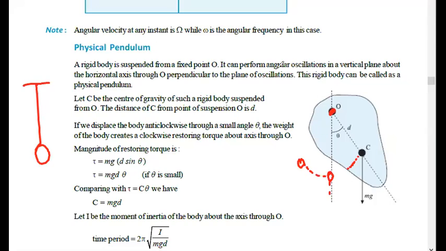So if I have to write this torque equation, we know that tau should be equal to minus c theta, from the concept of angular SHM. And this torque is due to this force mg, because obviously there's no other force now. The torque is given by r cross F, or mg d sine theta. So I'm writing torque is equal to mg d sine theta.